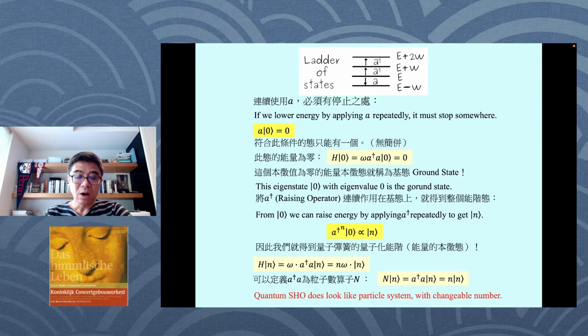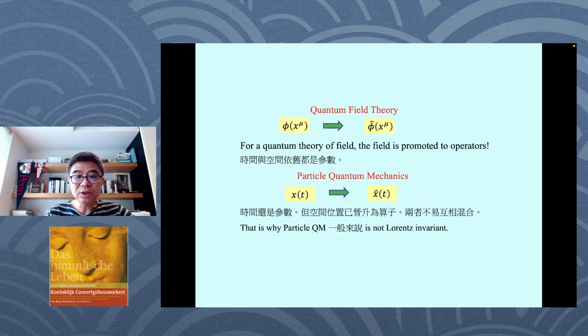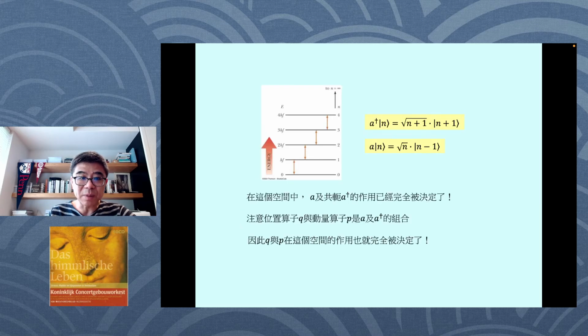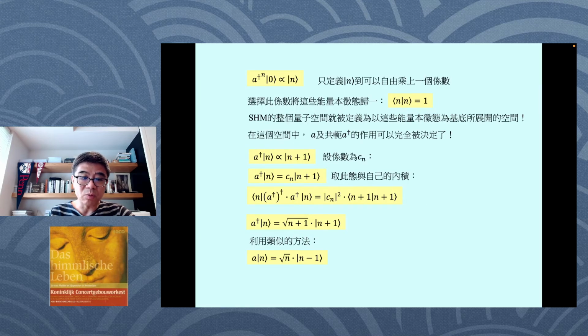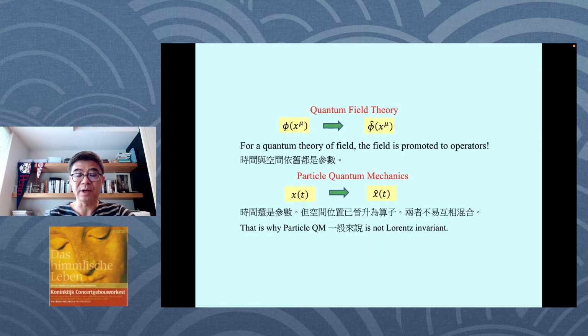Okay, so now we have finished. There are some details you can check on your own about the normalization of this state, but we will skip this part, and go directly to quantum field theory. If you understand the past 30 minutes well, quantum field theory is actually a piece of cake. The essential of it is very, very simple.